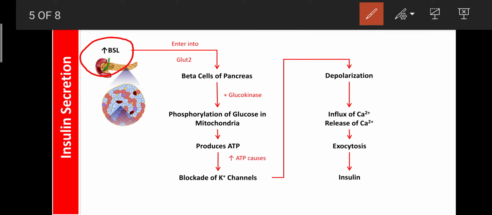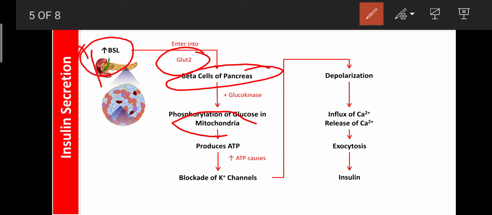In case of increased blood sugar level, the glucose from the blood can enter the beta cells through special channels, and those channels are known as GLUT2 channels. These GLUT2 channels are nothing but glucose transporter channels or pores. They are mainly present on the beta cells, and allow the entry of glucose from the blood into the beta cells, and further the glucose can enter the mitochondria.